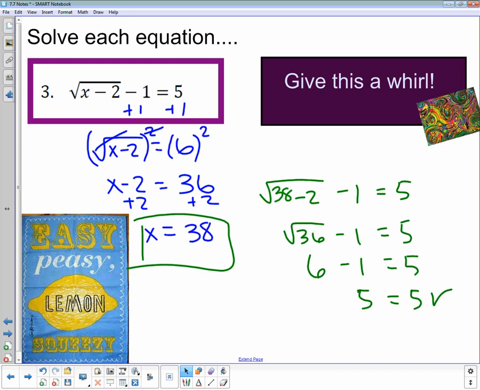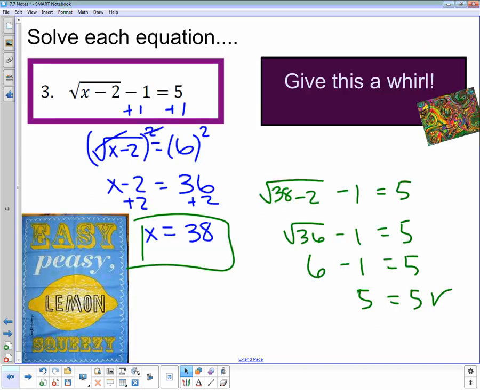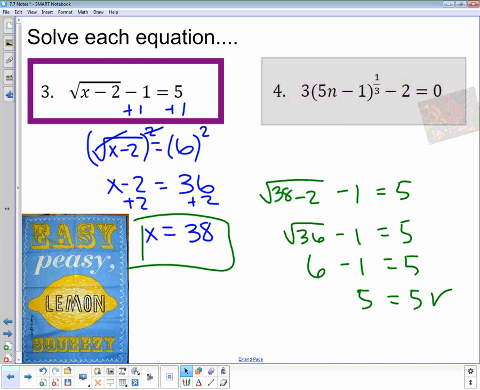Let's do one more example together. I'm going to get you started with number 4, and then I'm going to have you finish that one on your own. In number 4, now I'm dealing with that rational exponent. So I need to figure out how I take care of that. So let's take a look at it and see what it would do.